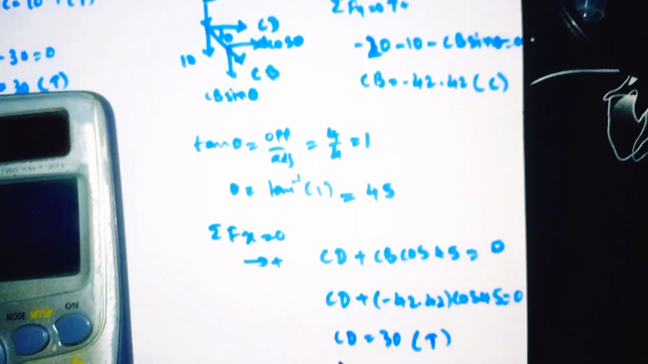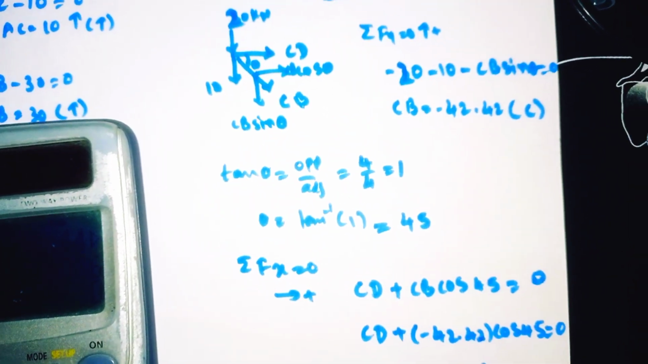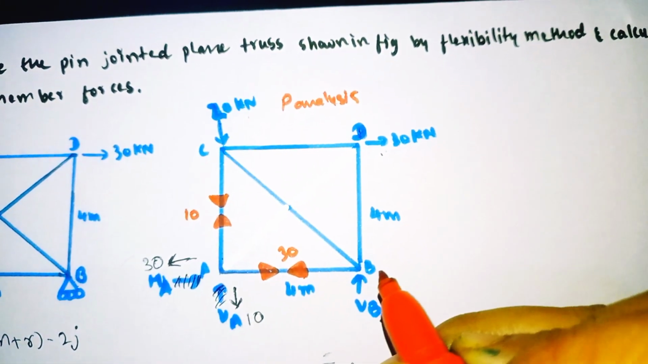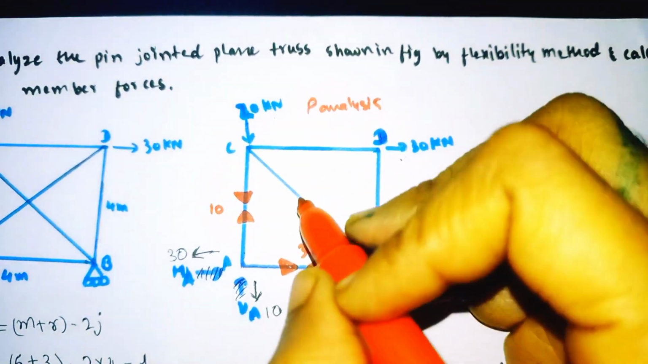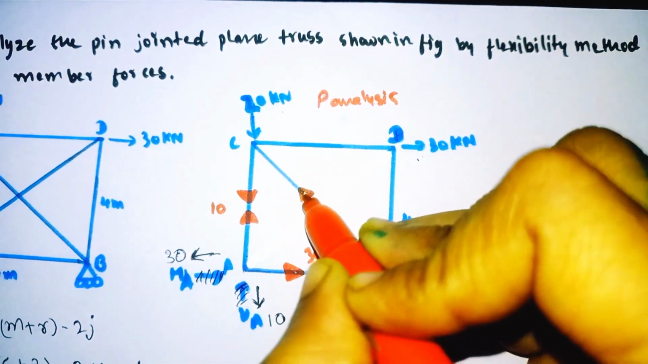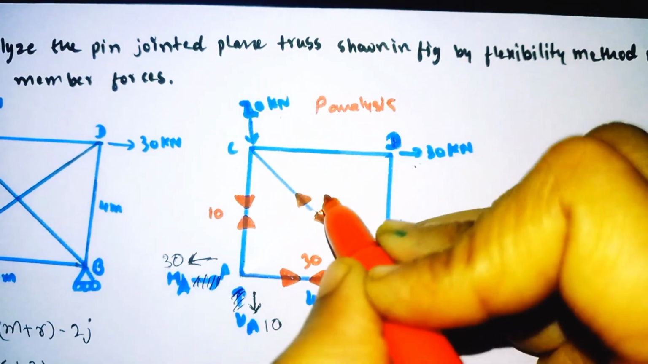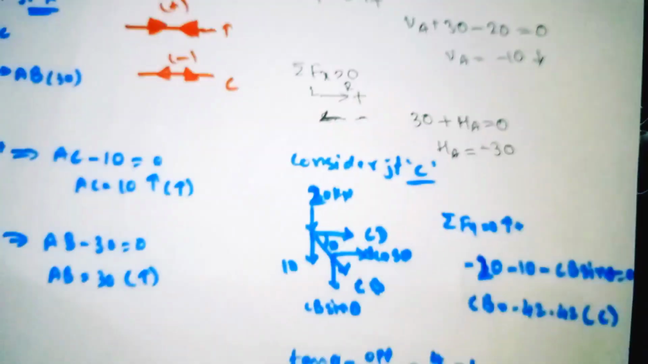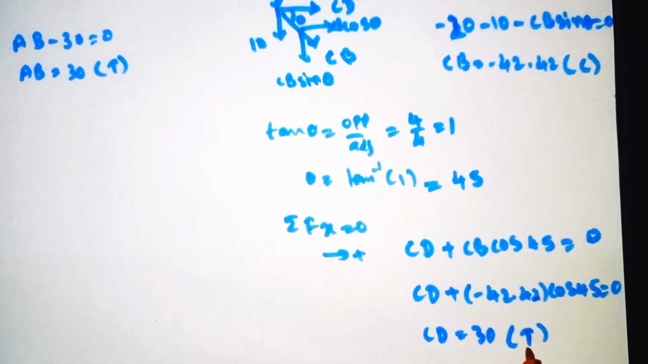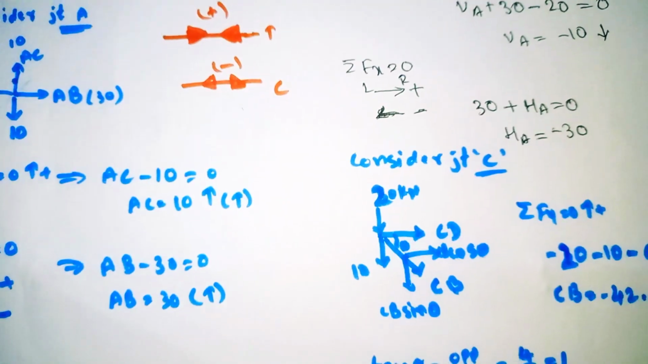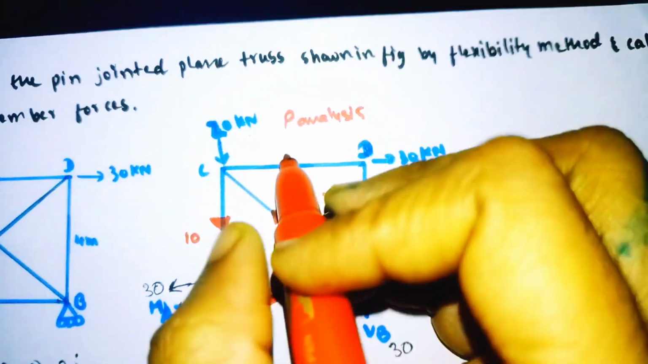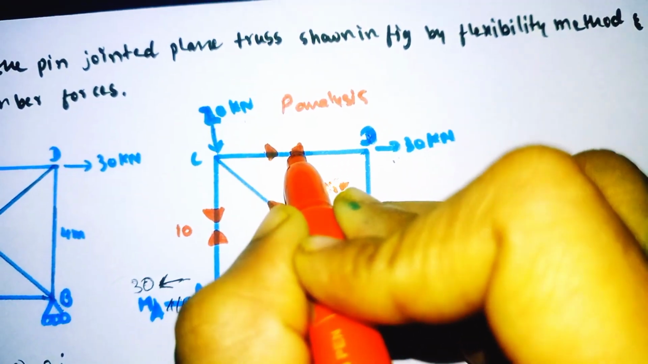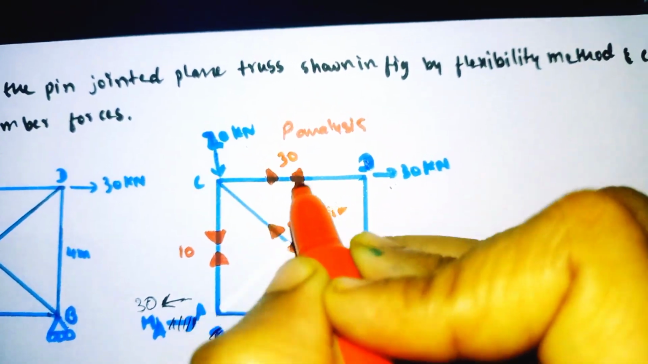So now we have the CB value and CD value. Mark the symbols here. CB is minus 42.42. Compression means away from each other, so mark it here, away from each other. Write the value we got, minus 42.42. Similarly, our CD value we got was 30. 30 is positive, so it is in tension, which means towards each other. CD is positive, so the members are moving towards each other. We got 30, so write it as it is.